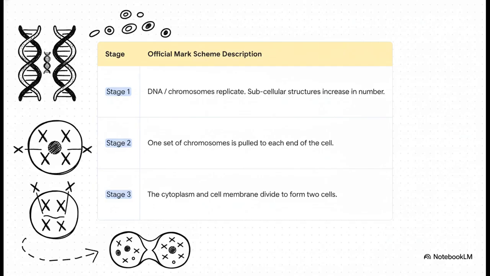In stage 1, you can actually get 2 marks. The first is for saying that the DNA or chromosomes replicate. Basically, they make copies of themselves. The second mark is for mentioning that other bits of the cell, like mitochondria and ribosomes, also increase in number. For stage 2, you get 1 mark for describing how the chromosomes are pulled apart to opposite ends of the cell. And that last mark? That's for stage 3, where you explain that the cytoplasm and cell membrane divide to finally form 2 separate cells. 4 clear points, 4 easy marks.